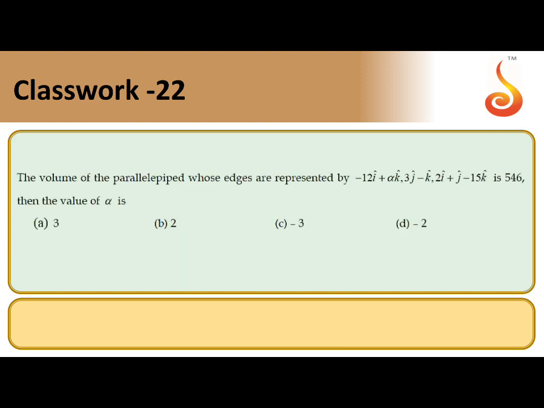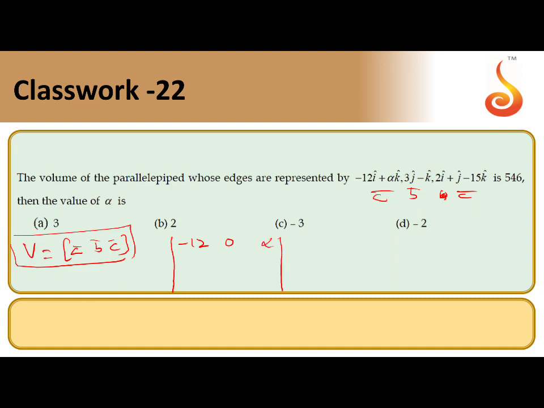The volume of a parallelepiped whose edges are represented by this. There is a formula for the volume of a parallelepiped. Taking the edges as a bar, b bar and c bar, the volume of the parallelepiped is box abc. Here the volume is given as 546. How to find box abc? Determinant. The determinant equals 546. So here the determinant equals what? Minus 12. There is no j, so 0. So the k component is alpha.